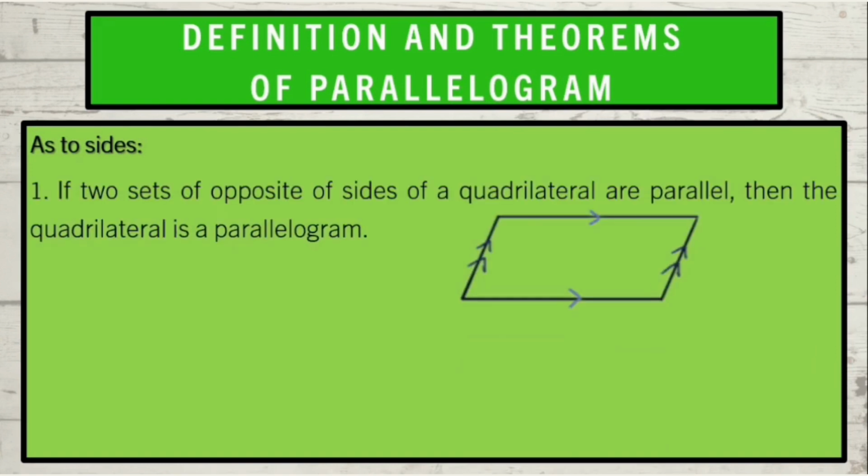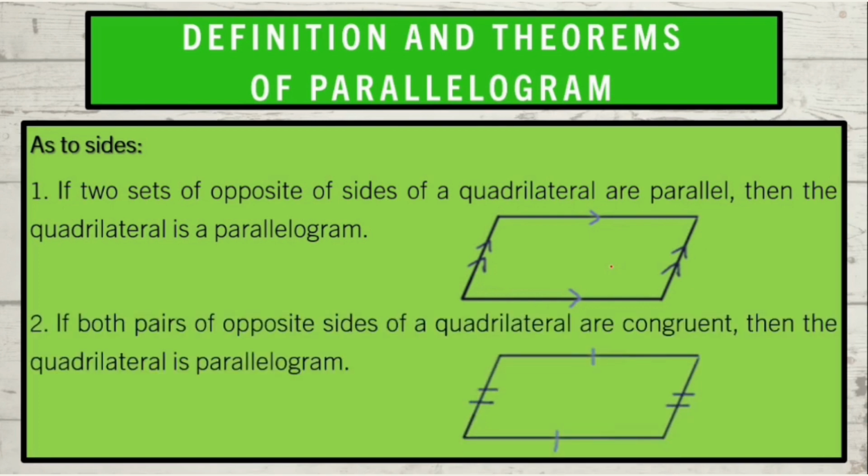The first condition is, if two sets of opposite sides of a quadrilateral are parallel, then the quadrilateral is a parallelogram. As you can see, it has marks where the parallel lines are shown, meaning those lines will never meet at any point. In the given figure, this side is parallel to this side, and this side is also parallel to this side. That's why the given figure is a parallelogram.